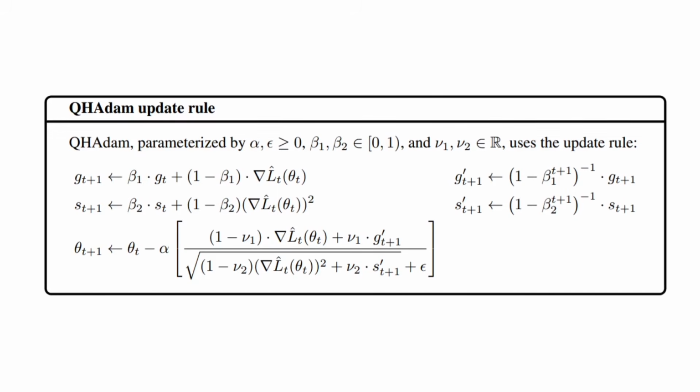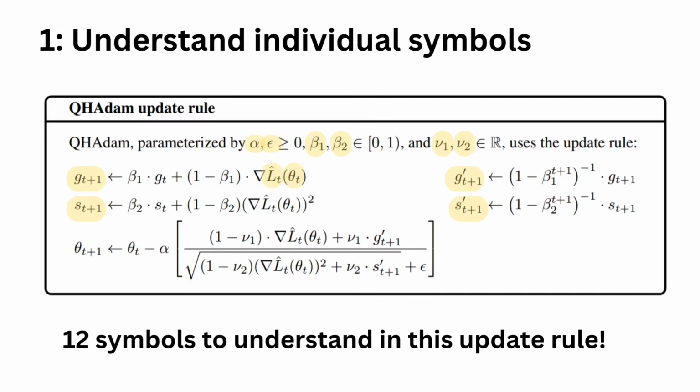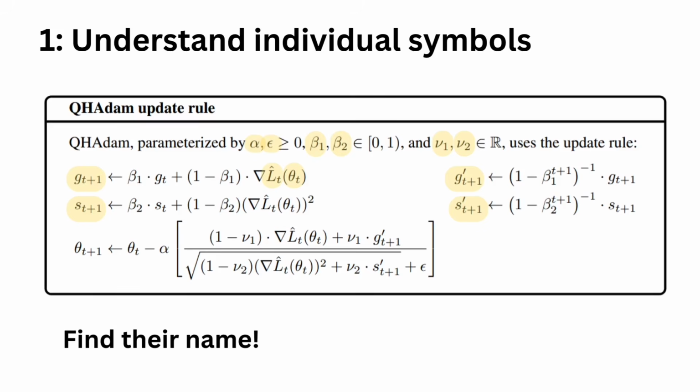We'll use this formula from the quasi-hyperbolic Adam paper. I'll show you an overview and then I'll work through it myself. First, I want to understand what each of the individual symbols means and put a name on them. Just in this example, there are 12 symbols that we need to understand, which aren't explicitly explained in the image. As you work through this first step, you will realize that a lot of the formulas are reusing the same symbols. Hopefully, they are not changing their meaning within the same paper.